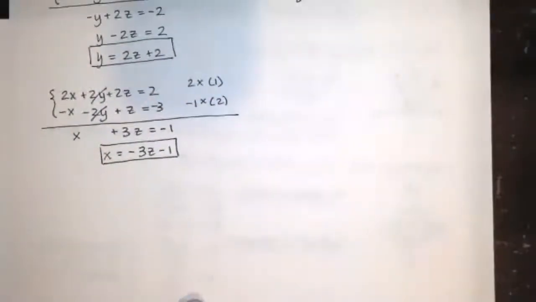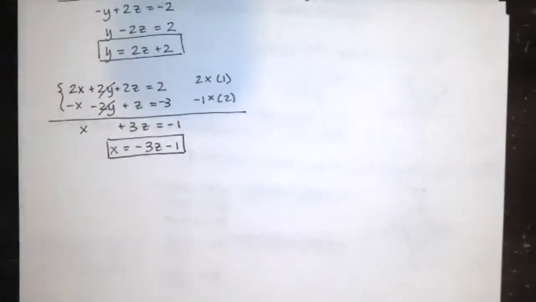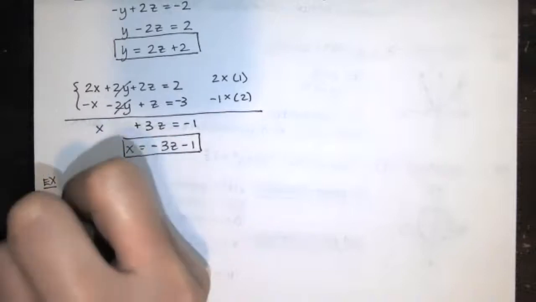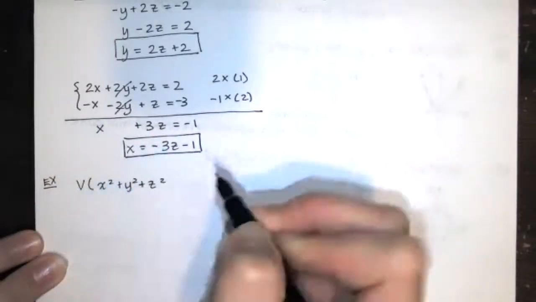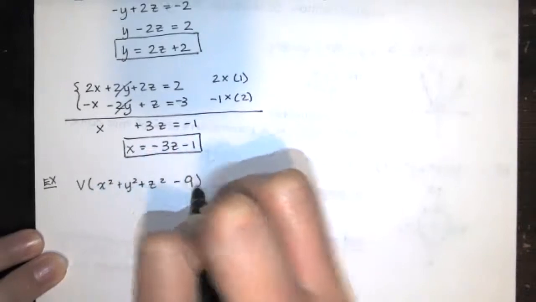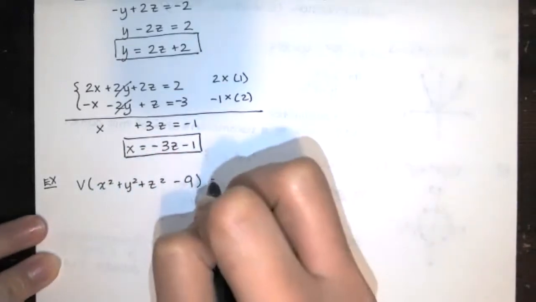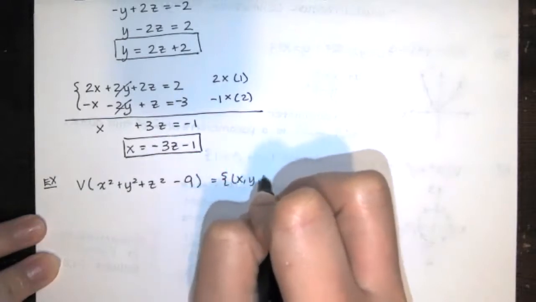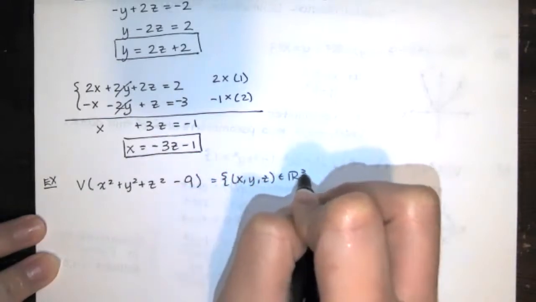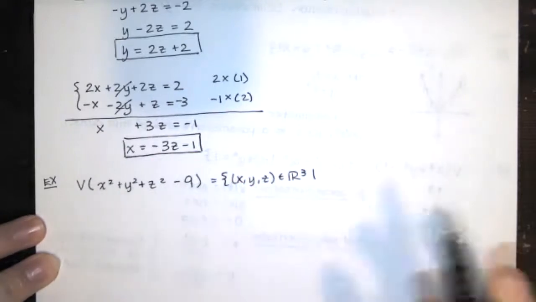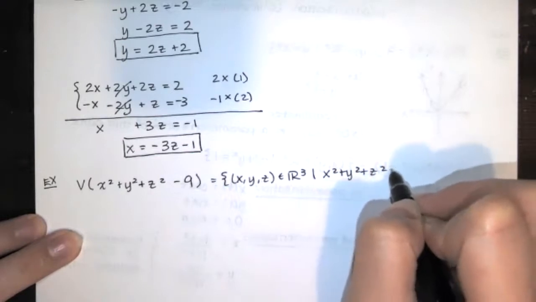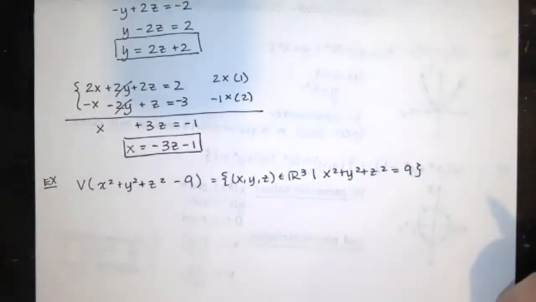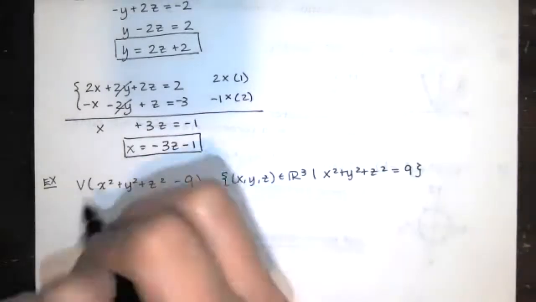two-dimensional objects. So maybe you're interested in a sphere. So we've got x squared plus y squared plus z squared minus 9. So that's an affine variety. That's the set of all ordered triples in three-dimensional space such that this minus 9 is equal to 0. If we add the 9 to both sides, we get that. And so that's a sphere of radius 3 centered at the origin.